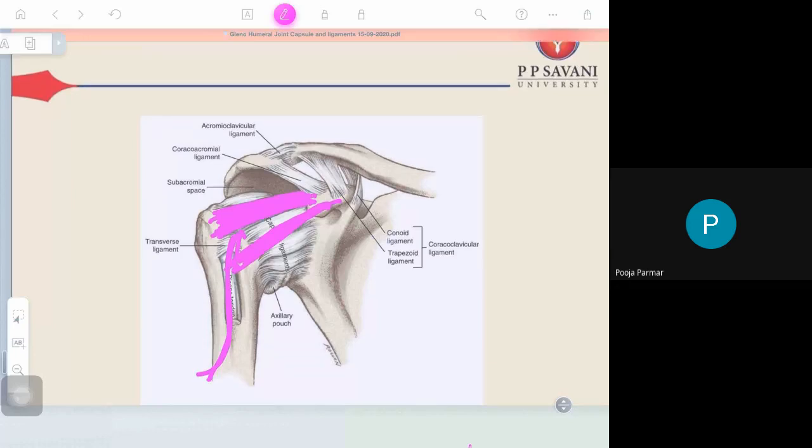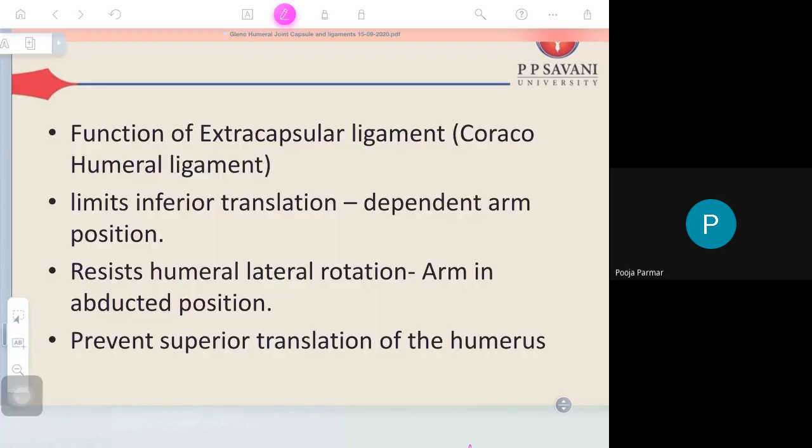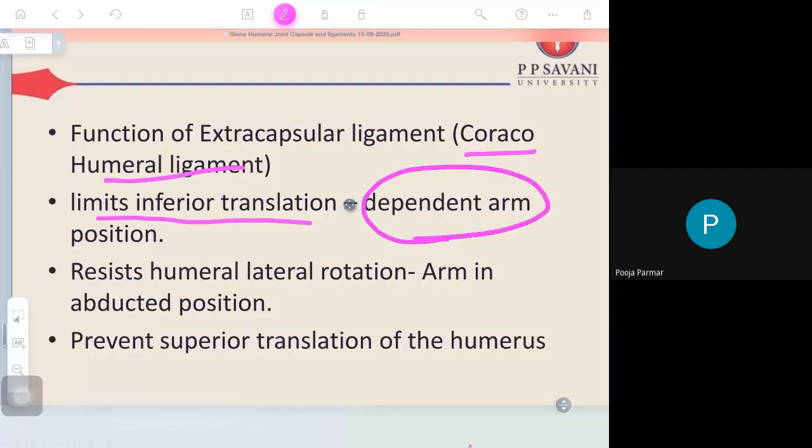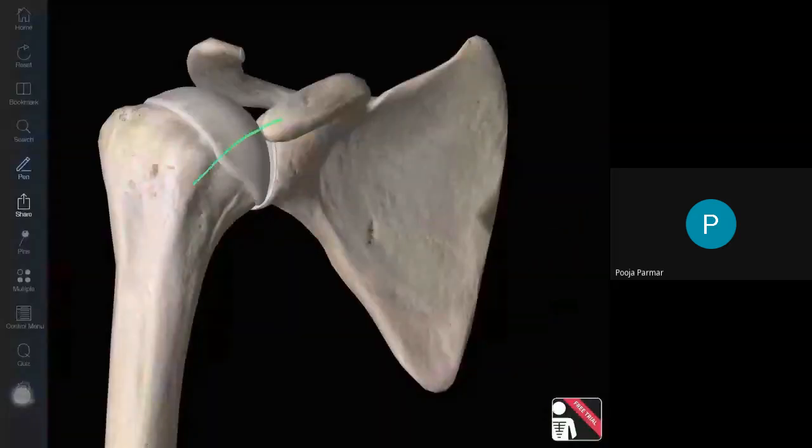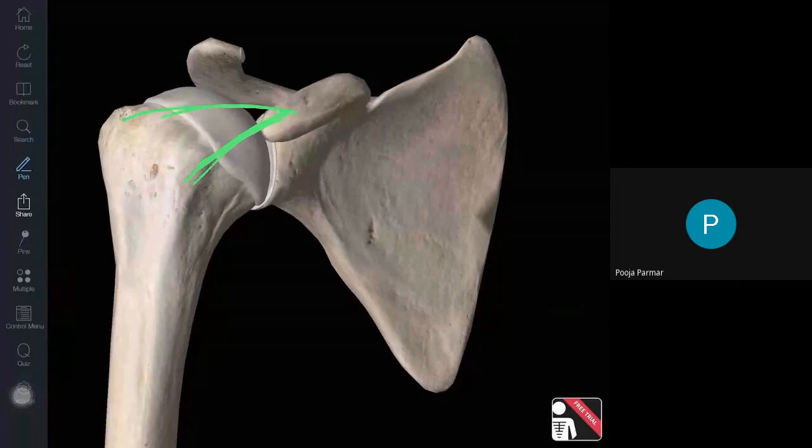So this is about the anatomy, and the function you go through. Function of the extracapsular ligament, that is, the coracohumeral ligament. It limits inferior translation. In which position? Dependent position of the arm. Clear? See, this is the attachment of the two bands of the coracohumeral ligament. What is the dependent position? Arm at 0 degrees. Clear? In the dependent position, what happens?